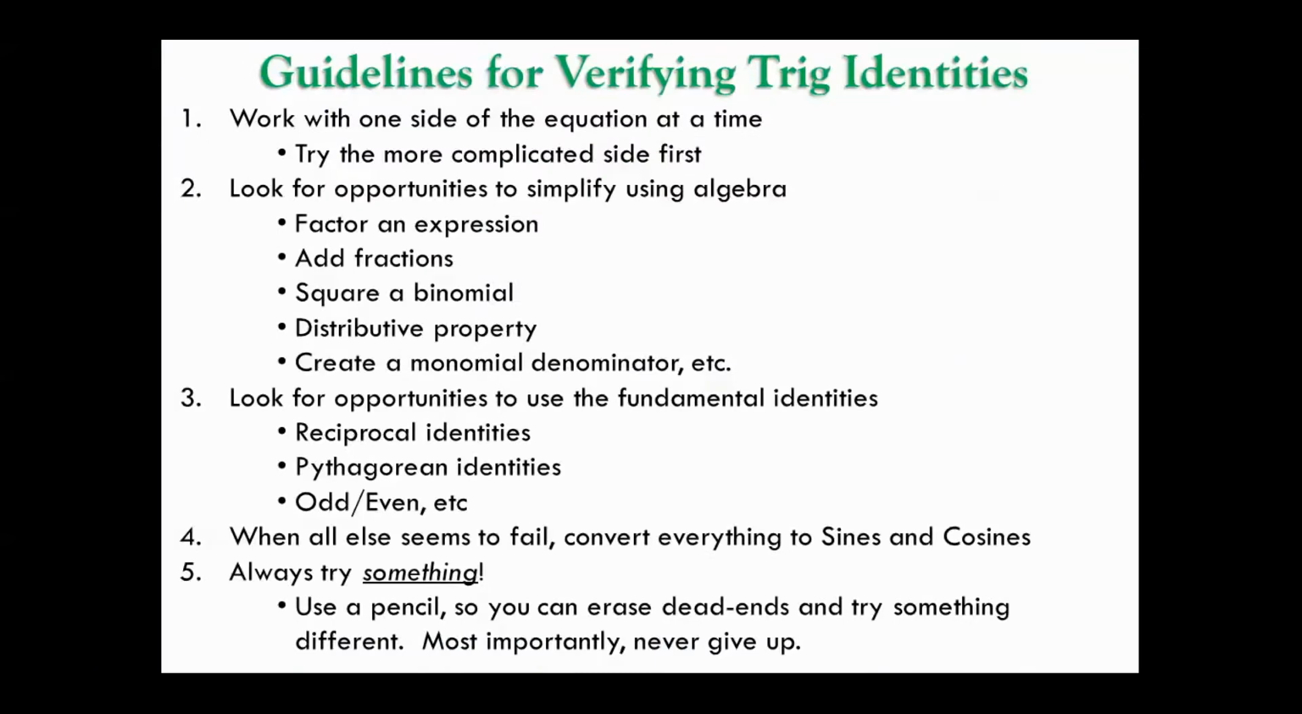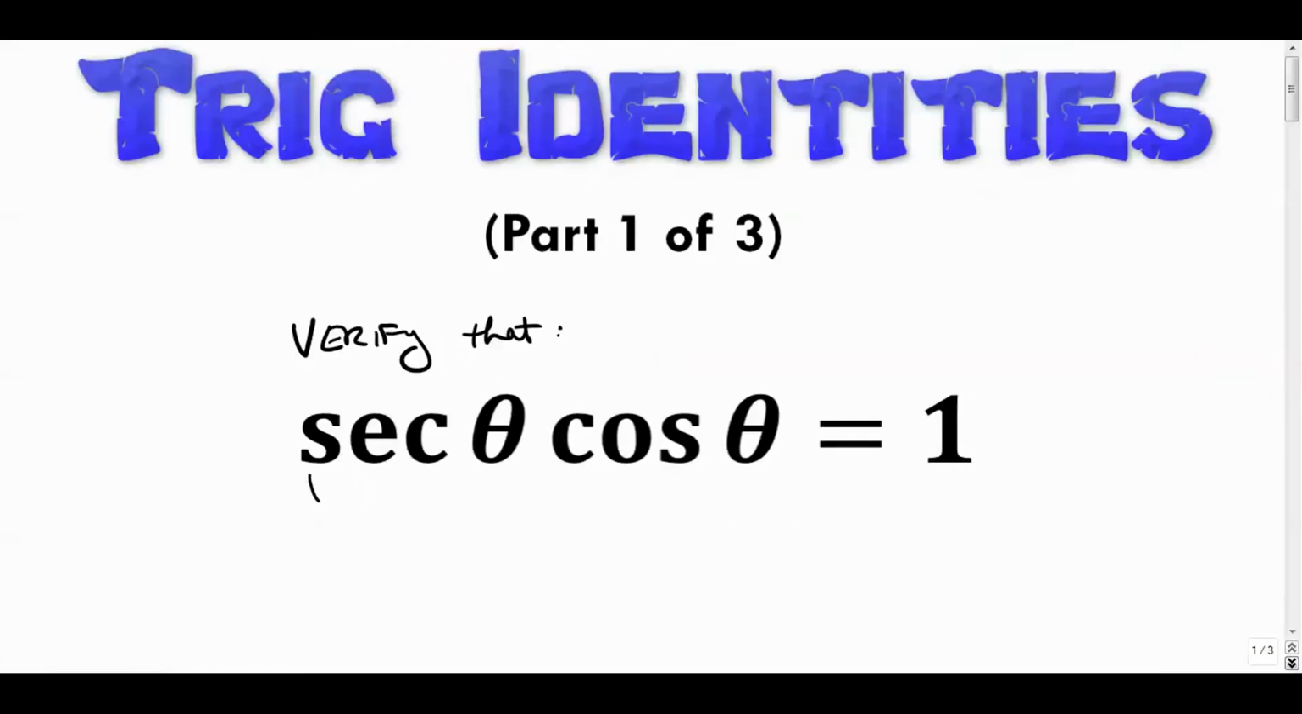And it's going to involve these guidelines. Number 1, we're going to work with one side of the equation at a time. Generally, you're going to want to start with the more complicated side first. And your goal is to change this more complicated side to be exactly the same as the other side. So we're going to try to come up with some sort of way mathematically to get this left-hand side to be 1. So that's kind of our goal.